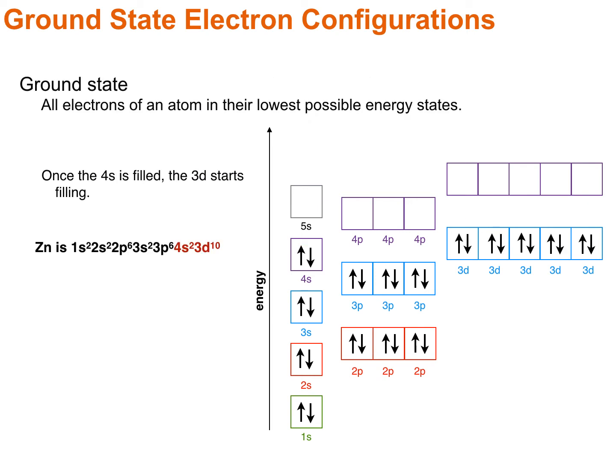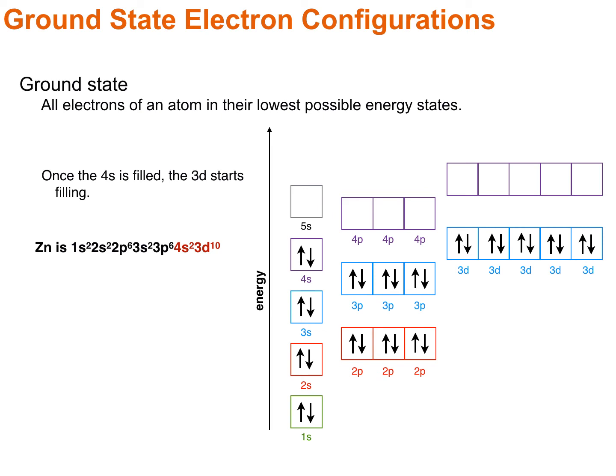Okay, so I went ahead and did zinc for you so you could get a better feel for filling this 3d subshell before you fill the 4p. If you look at the periodic table, zinc is number 30. That means it has 30 electrons associated with it. It's also in the fourth row, and in the fourth row specifically, it is 12 blocks over.